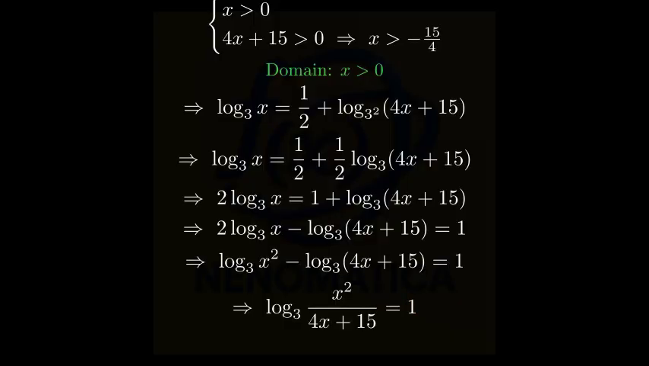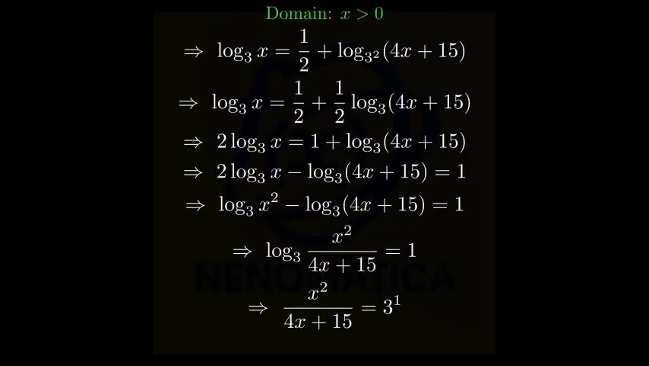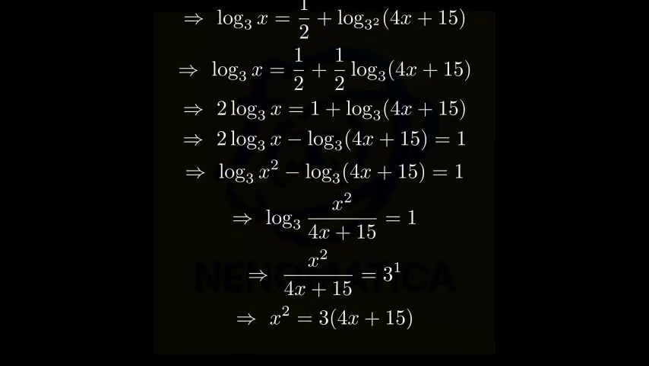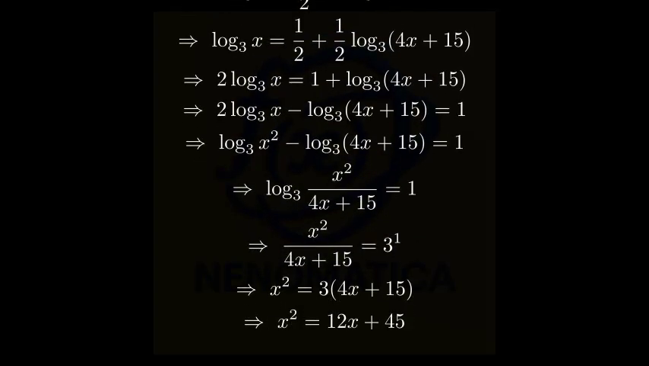Step 7. Convert from logarithmic to exponential form. That gives x squared over 4x plus 15 equals 3 to the first power. Step 8. Multiply both sides by the denominator and expand. x squared equals 3 times the quantity 4x plus 15. So x squared equals 12x plus 45.